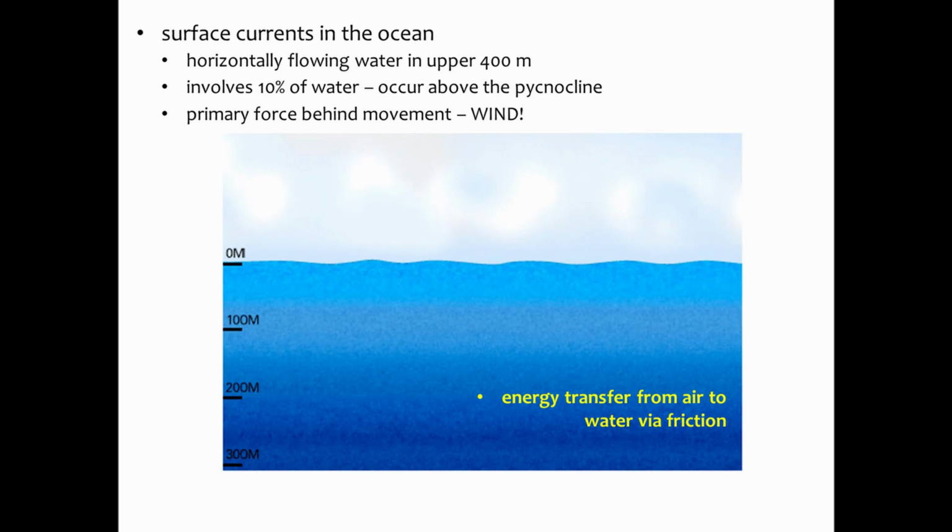The primary force behind the movement of water in a surface current is wind. What we see is an energy transfer from the air to water via friction. Now we will eventually be talking about waves, and I just want to point out now that the movement of water in a current is entirely different from how water moves in a wave. So we see a transfer of energy from air to water via friction. Basically the wind tugs on the ocean surface. This starts a flow of water, and this water flowing beneath the wind will form a surface current.